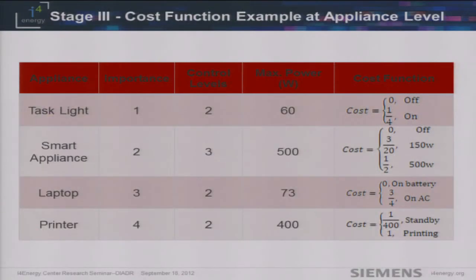Here are some examples of the cost functions at the appliance level. This cost function was calculated considering the relative importance, which was set by the user. And it would also consider the maximum power of this appliance. And how many points the cost function has would be decided by the control levels that we can apply onto this appliance. For example, if it's only on and off, then we only have 2 points that are possible to be controlled. But if we can dim a light, then the cost function would be continuous.